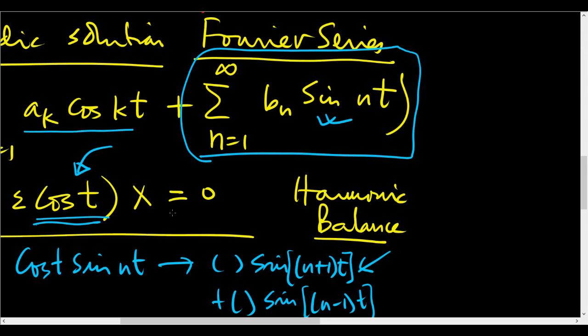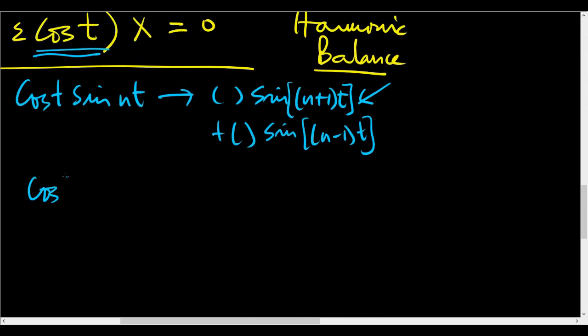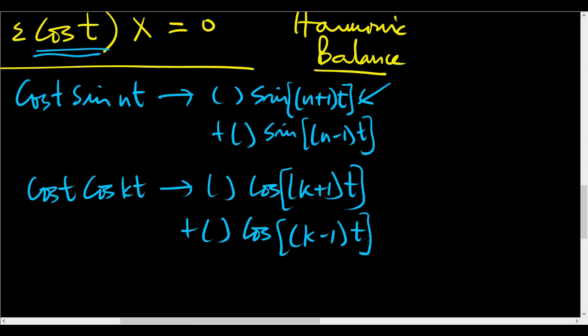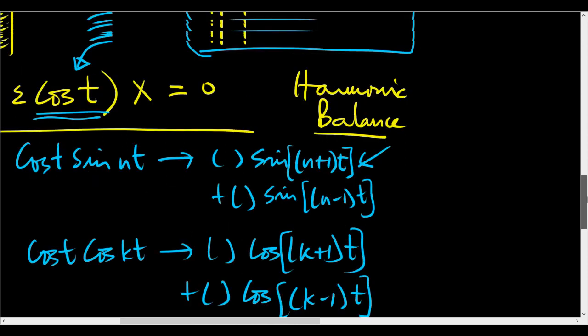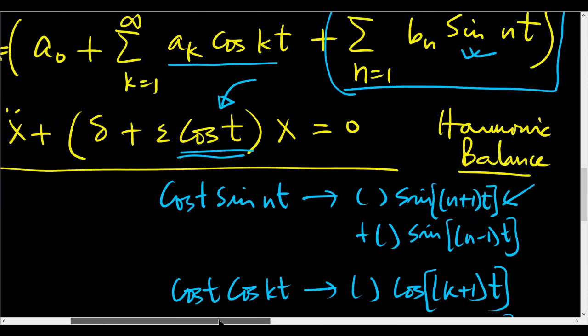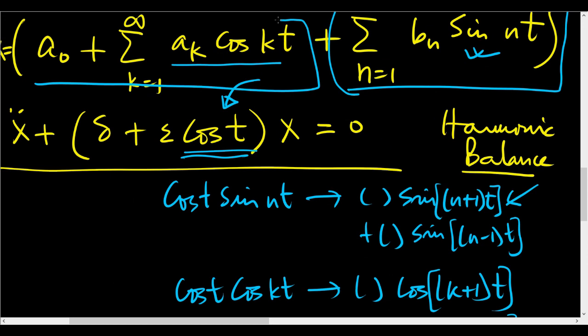Okay, and similarly when I use the cosines, when I write cos t cos kt, I will get something times cos (k plus 1) t and something times cos (k minus 1) t. In this way you can see that these will decouple from these. Okay, so those are the 2 pi periodic solutions.